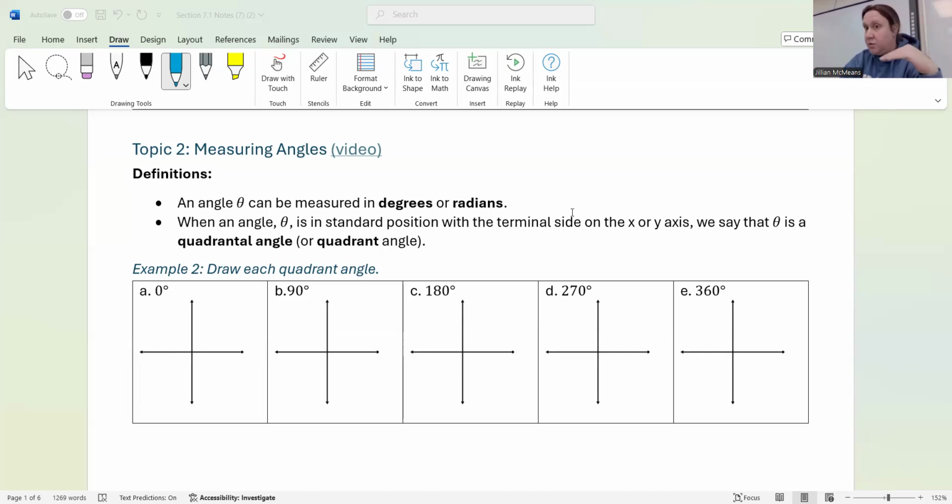Once you figure out where that terminal side ends, there's a space between those. How far did we go from the initial side to the terminal side? That's how we measure angles. So we need to talk about measuring angles, just a brief introduction to it in topic two.